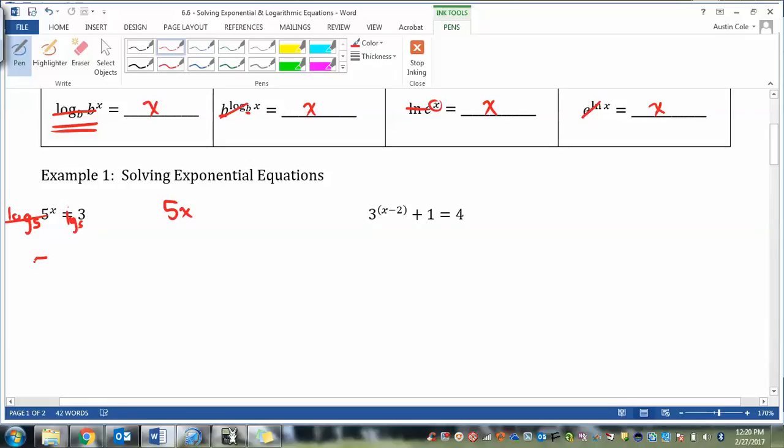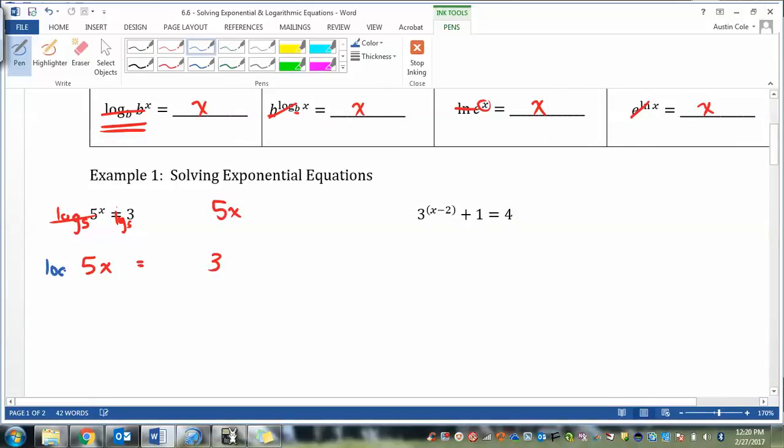So let me rewrite this so it's not so confusing, but what I'm doing is I'm logging base 5 of both sides. So on the left-hand side, those will cancel, and I'm just left with x. Now, on the right-hand side, I have log base 5 of 3. How am I going to evaluate that? How do I do this? Log base 5 of 3. That means 5 to what power gets you 3? It's going to be some weird, ugly number. How do I evaluate that?